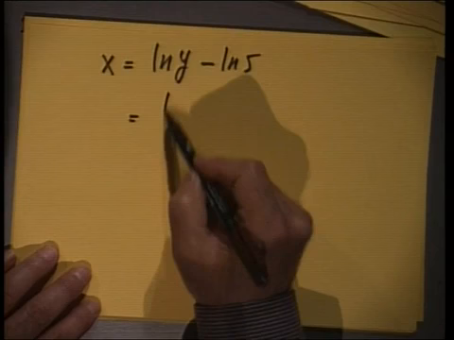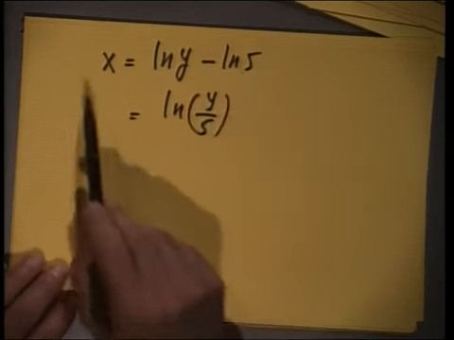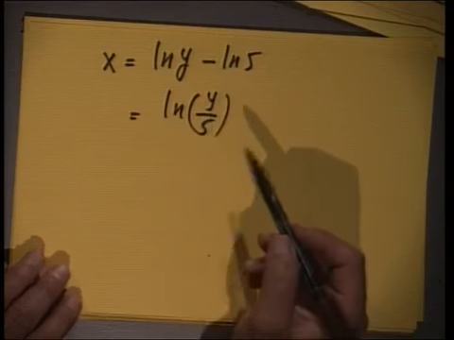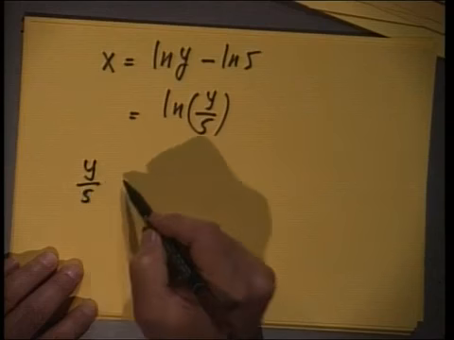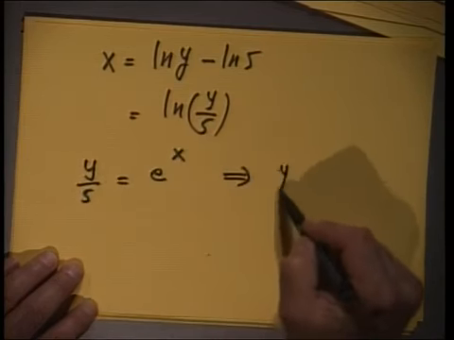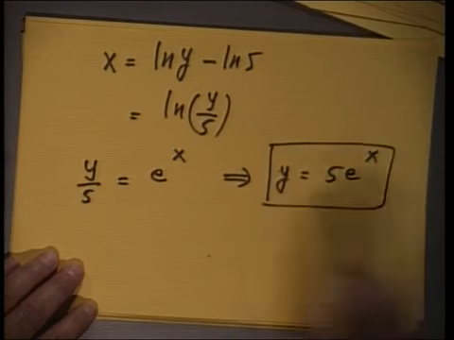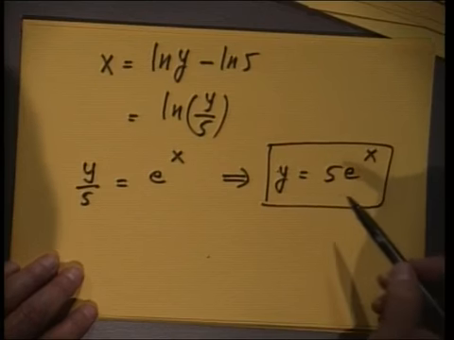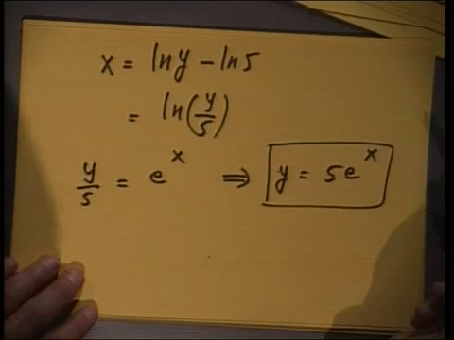But the algebra tells you that this is equal to ln y over 5. And if x is equal to ln y over 5, what is y in terms of x? It directly says that y over 5 is equal to e to the power x. In other words, you end up with y equals 5e^x. And in fact, this is the solution of your equation. And if you differentiate it, you get dy/dx equals y.